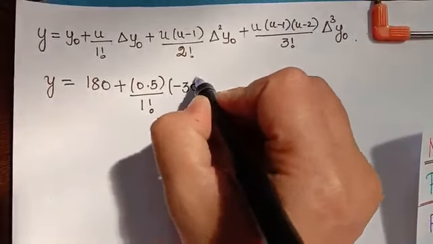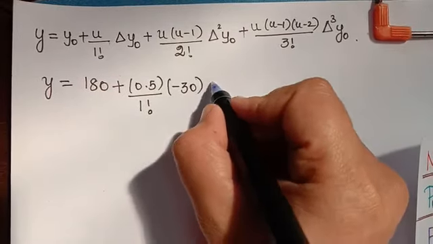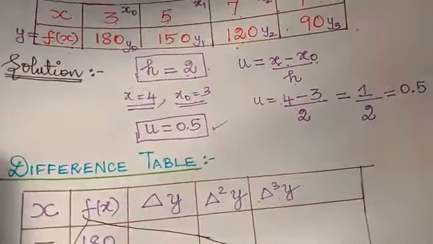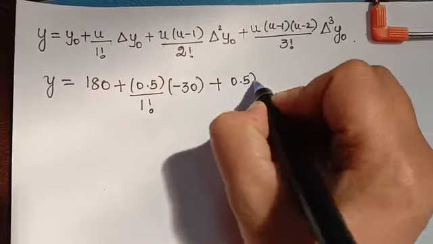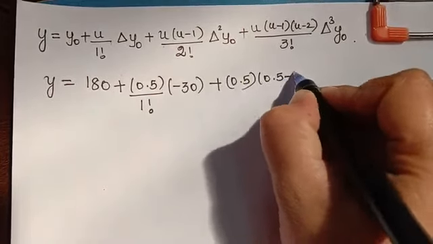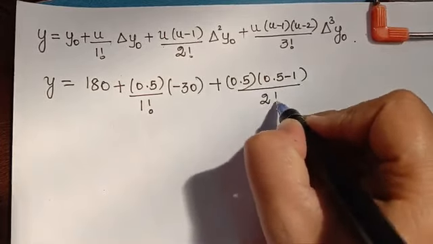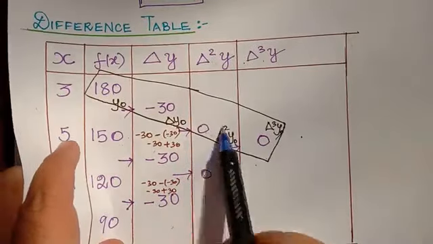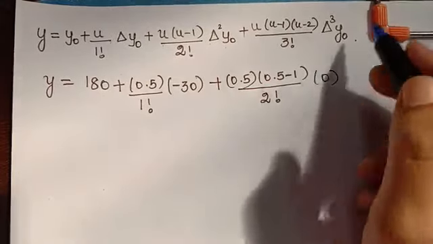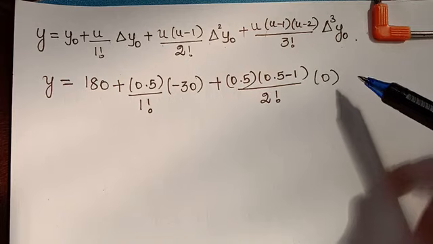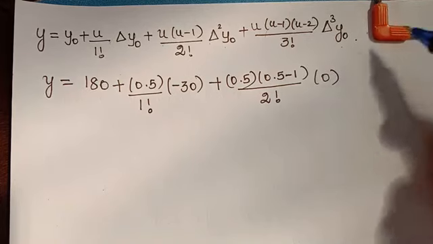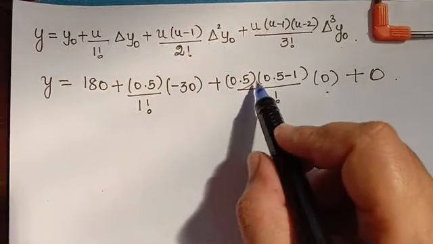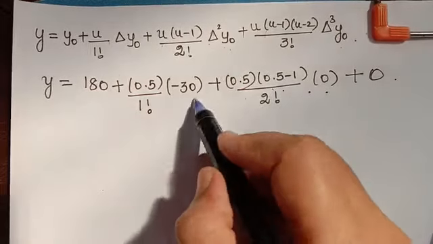So multiply this with minus 30. And then plus u multiplied with u minus 1. What is u? U is 0.5. So 0.5 multiplied with 0.5 minus 1 divided by 2 factorial multiplied with delta square of y naught. But what is delta square of y naught? It is 0, so we write 0 here. Again, the next term will also be 0 because delta cube y naught is 0. So let us stop here because the next term is also going to be 0 only. Even this term becomes 0, but I just wanted to show you. If we write till here, it is enough.